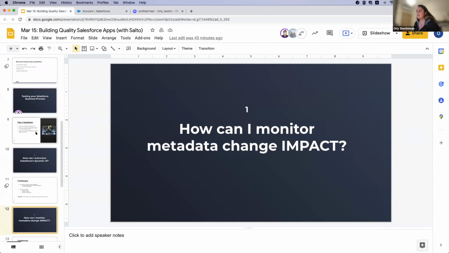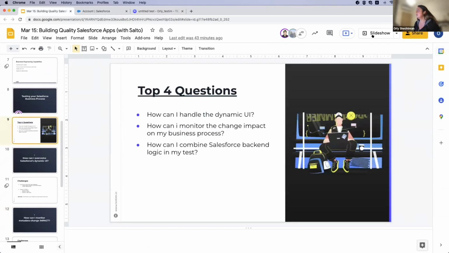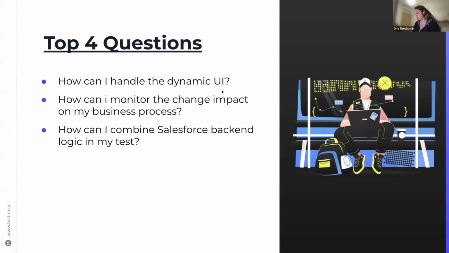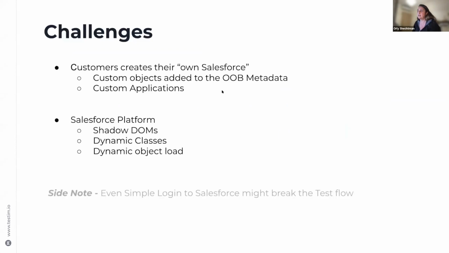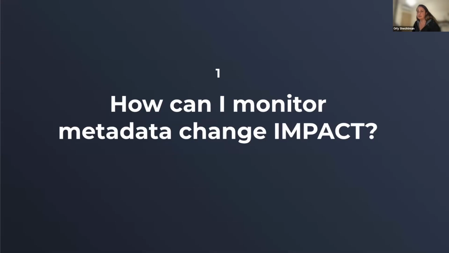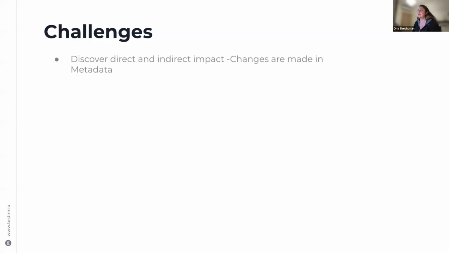So saying that, I want to continue to the next question. Now that we have identified that there are some changes, but the changes really didn't break the test, what happens, or how can I monitor changes that did break or are breaking my business flow? And what does it mean?